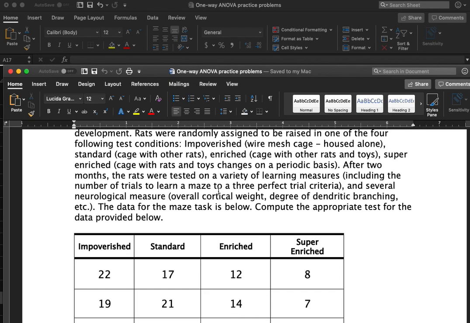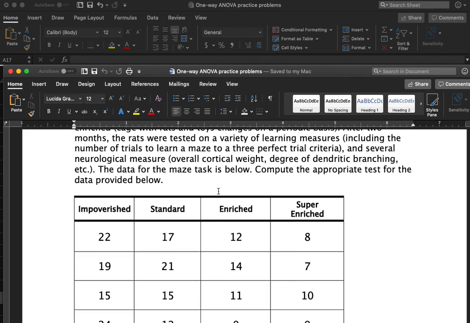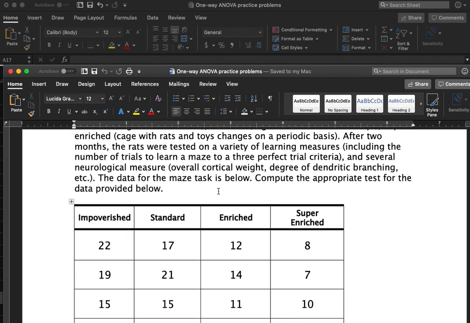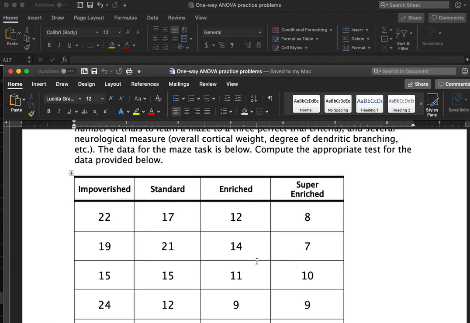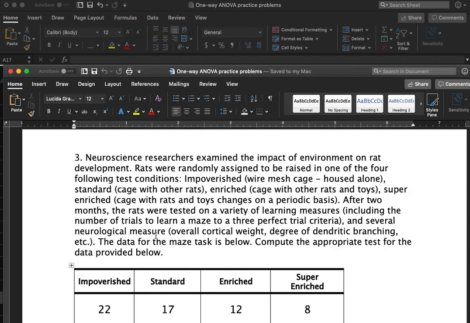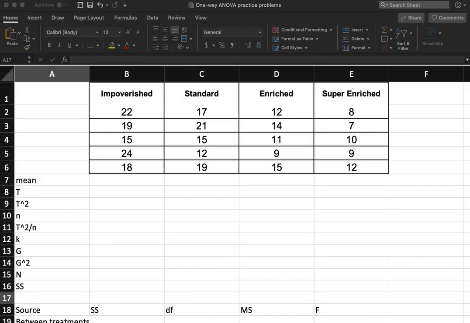Well, let's see. I think that these numbers are actually the number of trials to learn a maze to a 3 perfect trial criteria, so that a smaller number is going to be better. And it says the data for the maze task. Great. Okay. Well, the appropriate test then is the analysis of variance.